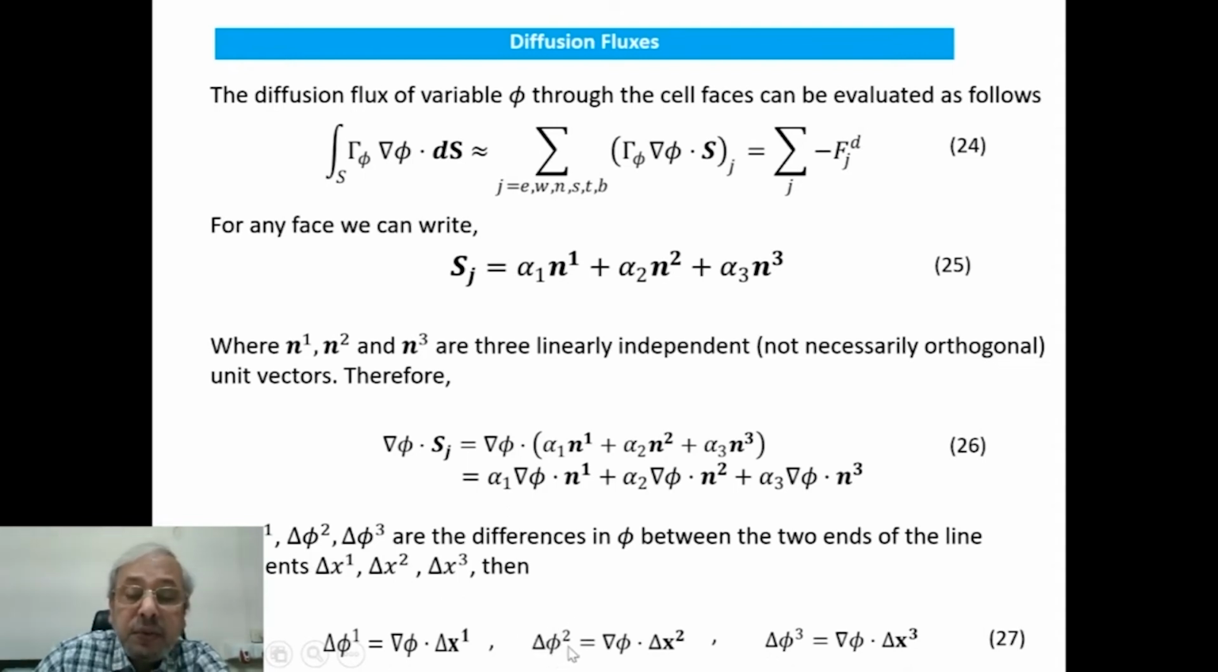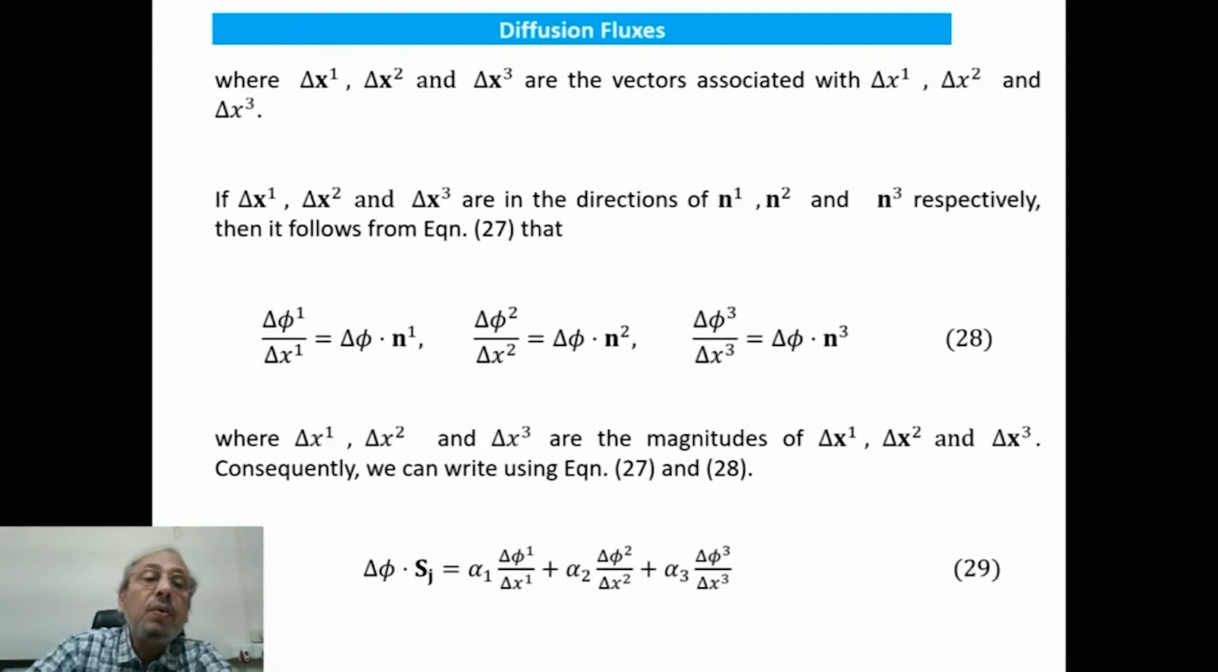So delta phi 2 is grad phi dot delta x2. Similarly, delta phi 3 equals grad phi dot delta x3. Now, as I mentioned, here delta x1, delta x2 and delta x3, all the x's are bold. These are the vectors associated with delta x1, delta x2 and delta x3.